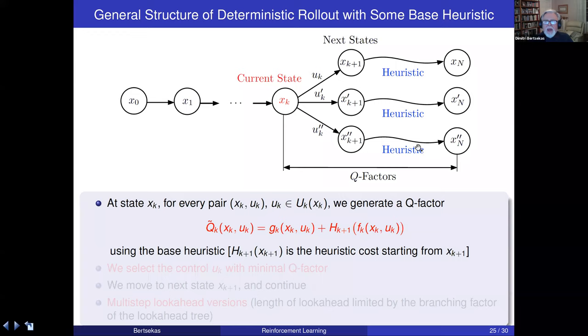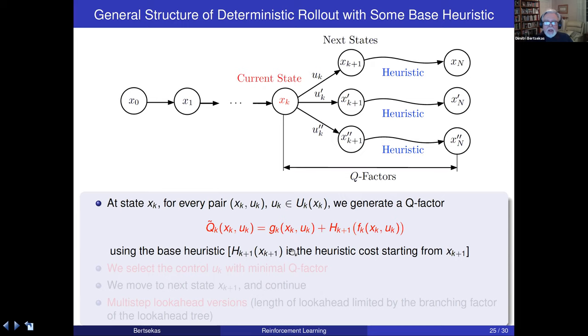So that's what the base heuristic does. And at xk, we calculate all these Q factors, the Q factors that correspond to state control pairs, all the possible state control pairs. And these Q factors consist of the sum of the first stage cost plus the cost of the heuristic. The heuristic generates a trajectory from any intermediate state and has a cost associated with it. And the cost of the heuristic starting from any state xk+1 is denoted by H of xk+1. This is something that you can measure, right? You can run the heuristic in a simulator. It will generate a deterministic trajectory, and we can calculate the cost of that trajectory, which is this number here.